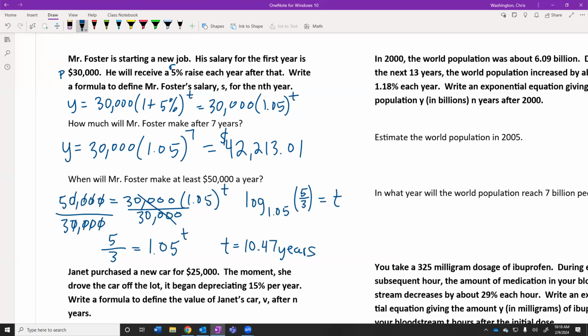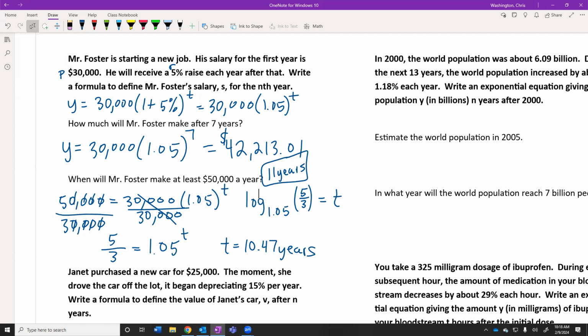So if he worked there for 10 years, he actually wouldn't make $50,000 because he's not going to get a raise high enough once he's worked there for at least 10 years. He's not going to get a raise in the middle of the year. So he's going to have to work there for at least 11 years to get a raise.